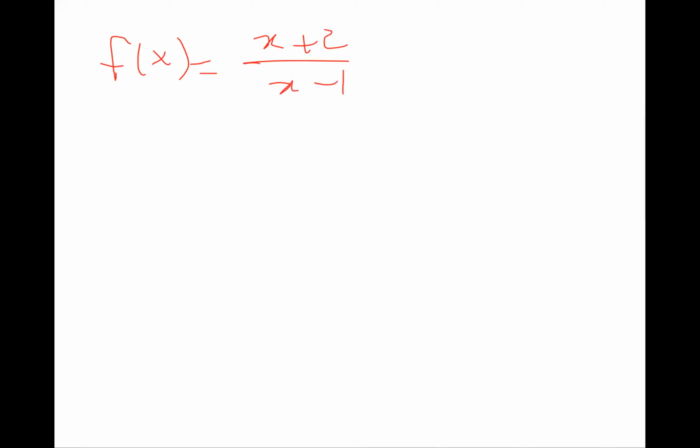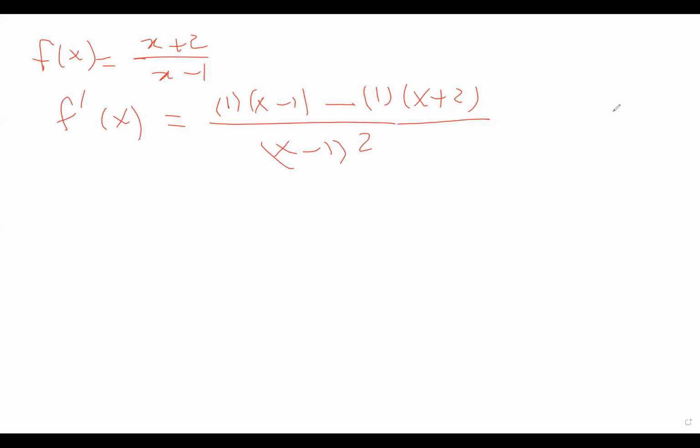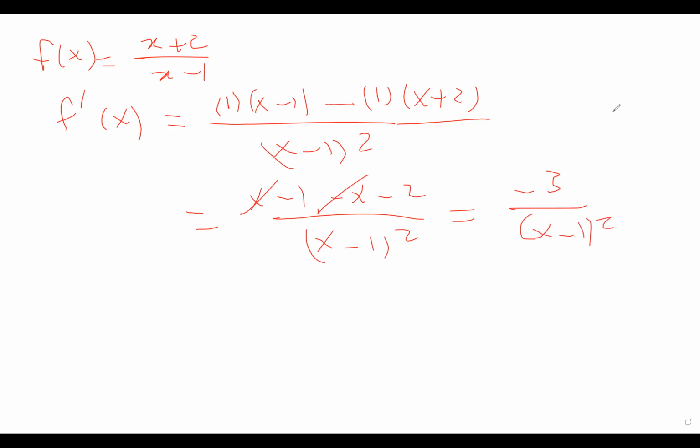So this is the quotient rule, and my derivative will be equal to over (x - 1)^2. And then in the numerator, 1 times (x - 1) minus 1 times (x + 2). So in total, I will have (x - 1) minus (x + 2) over (x - 1)^2. That means when we simplify, minus 3 over (x - 1)^2.